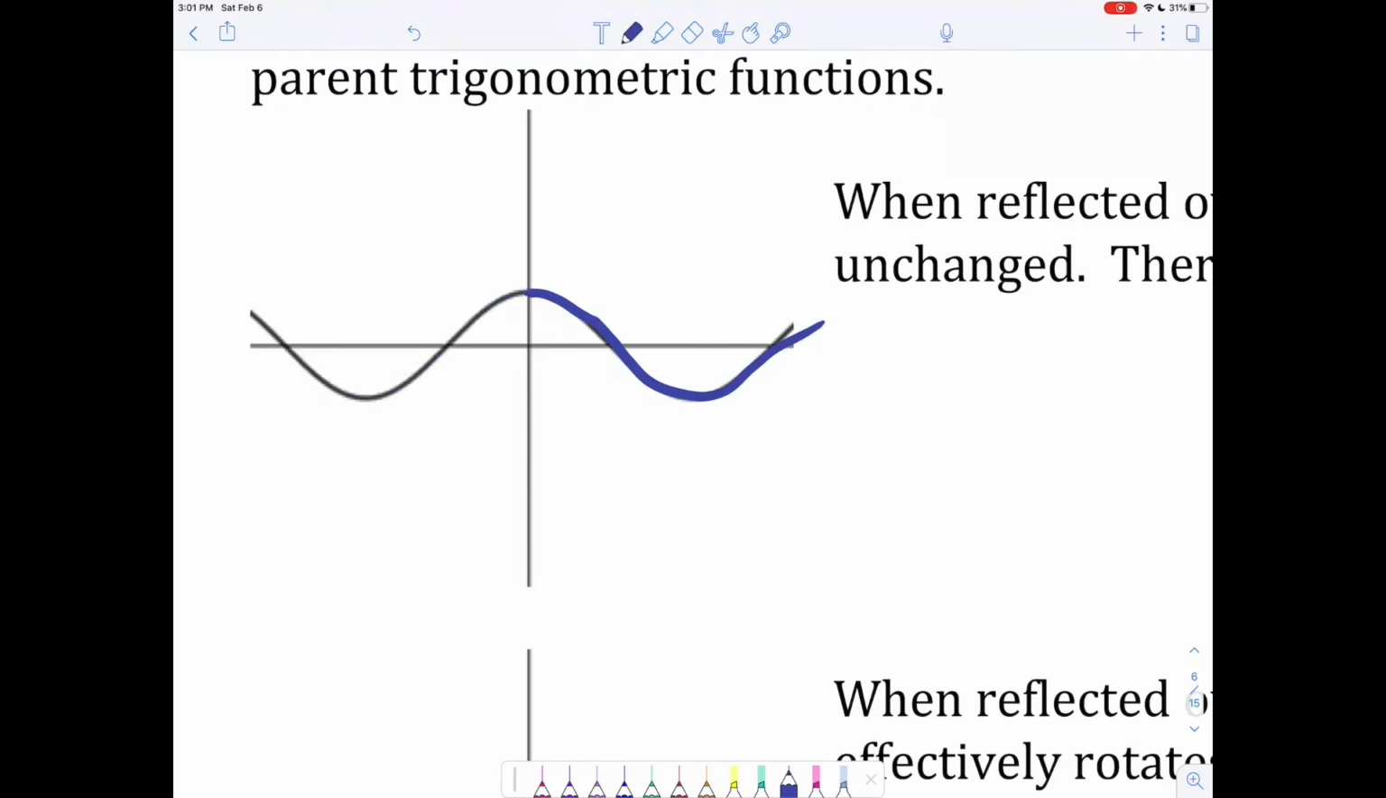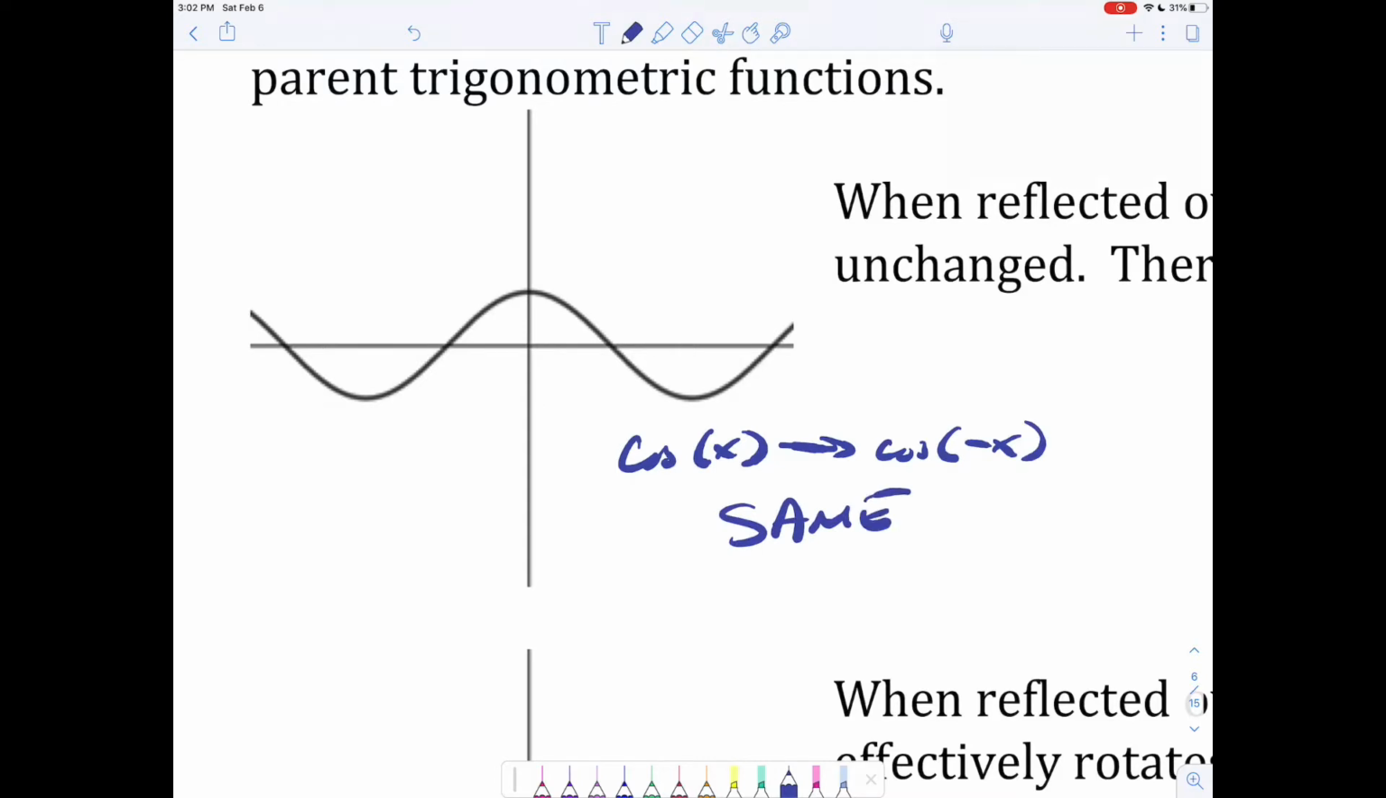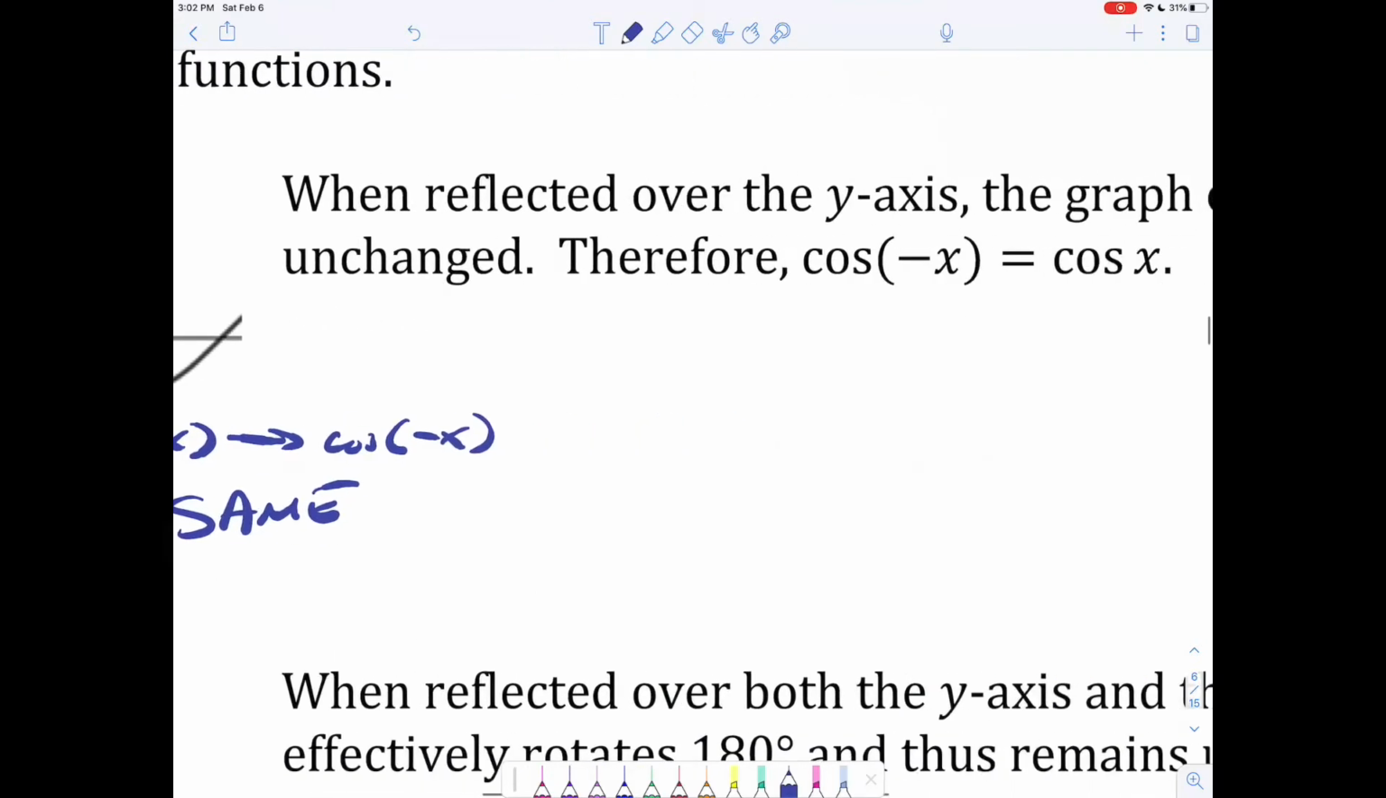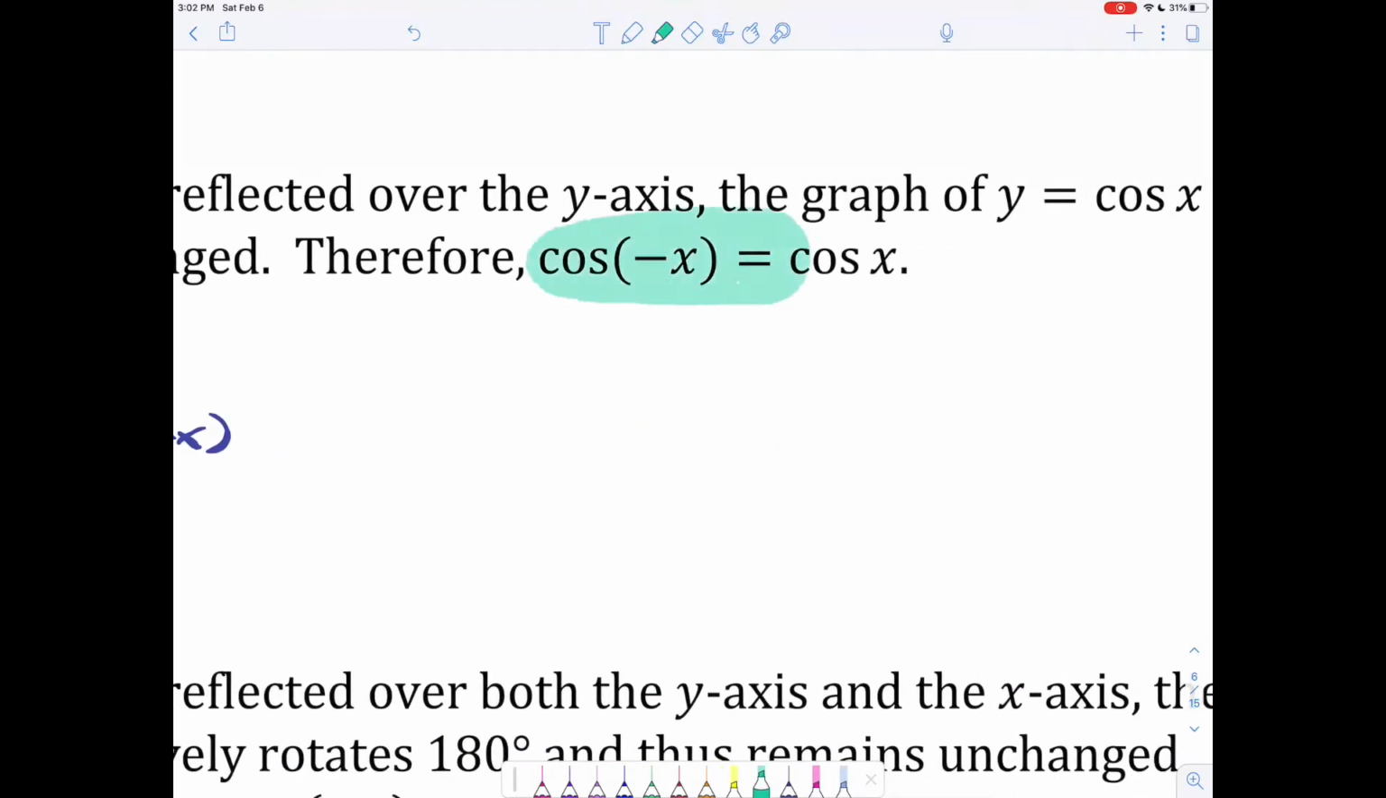So if you were to take the cosine function and then give it a flip over the y-axis, we'd get the exact same function back. So when we reflect this over the y-axis, it's the exact same function. We can say that cos of negative x is the same as cos x, as in this statement right here.